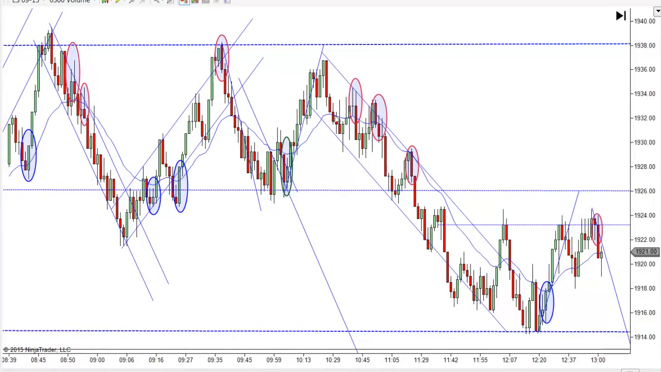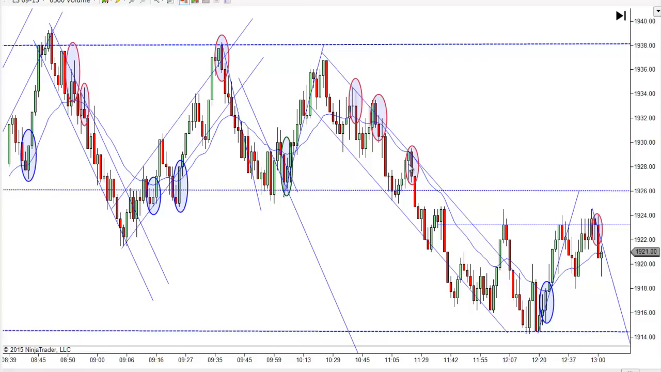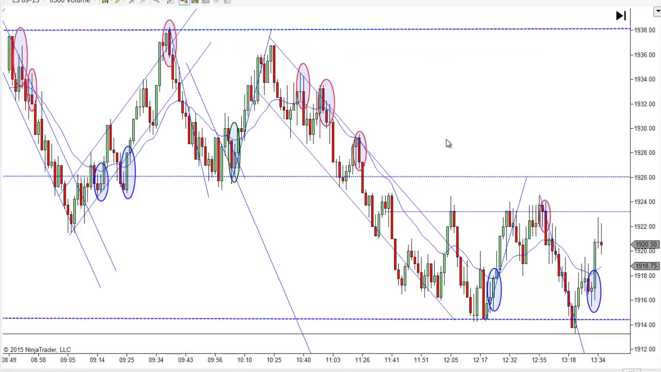And that is a good sign that, hey, the buyers are losing steam. And look how these new highs are not going very far either. And now your lows finally get to moving farther down each time. That's a good sign. We're going lower.